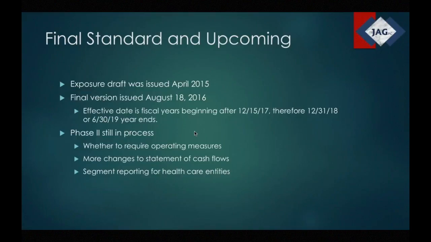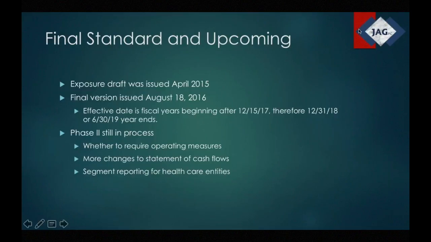The key thing with this is the effective date: fiscal years beginning after 12/15/17, so December 15, 2017. Therefore, it affects those who have year ends of 12/31/18, or June 30th, 19 if you're a fiscal year end. While that may seem several years in the future, as we go through different things, you're going to find out why it's important that you understand these standards now versus the future.